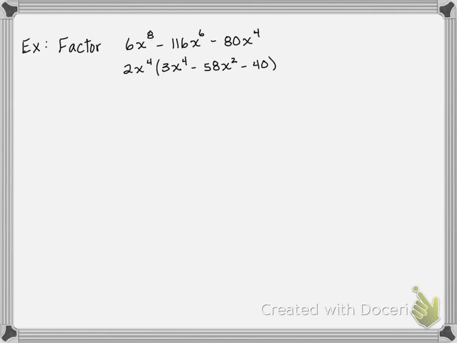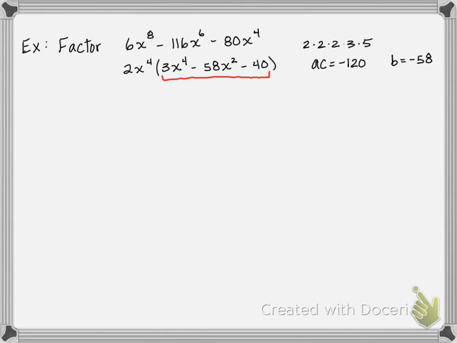And now we say, okay, I want to factor this guy, which has 3 terms. So my only hope is the AC method. And I check that the exponent in the middle is half the exponent in the first term, which it is. So that means I have a chance of factoring this. My AC is negative 120, and B is negative 58. So what is this? 2 times 2 times 2 times 3 times 5.